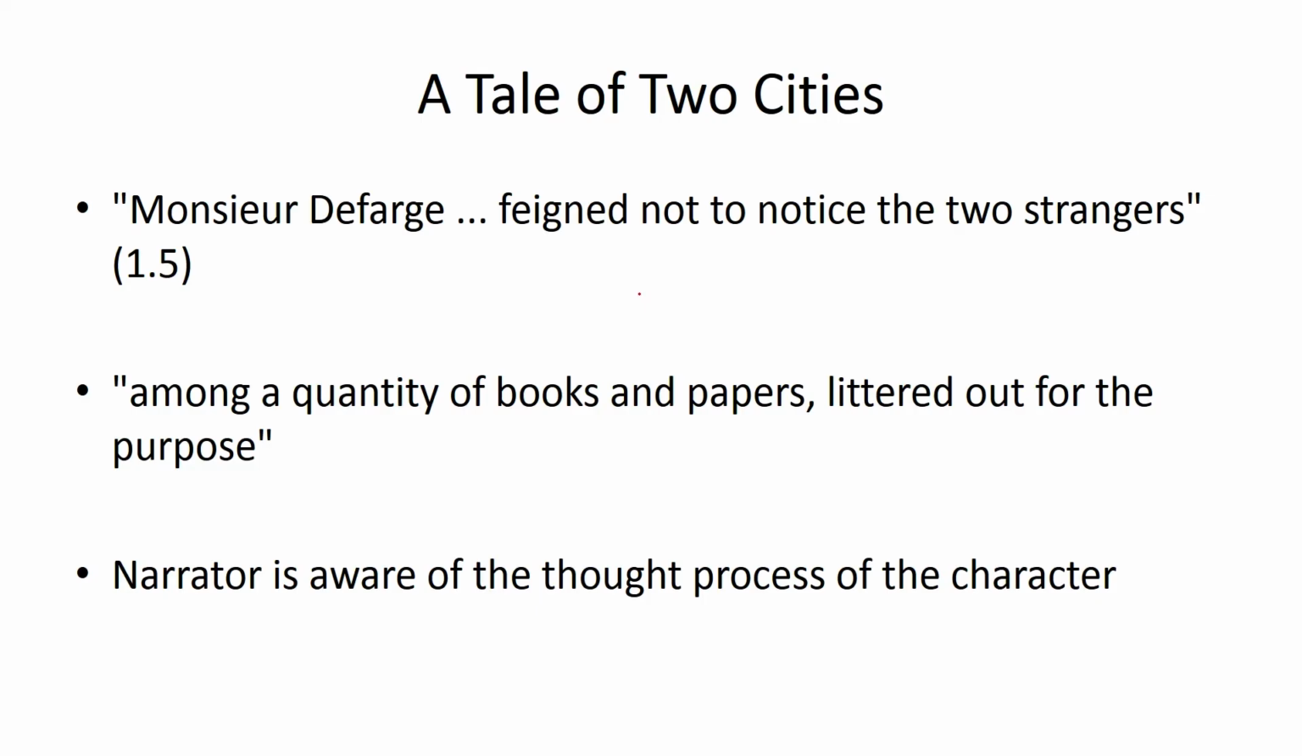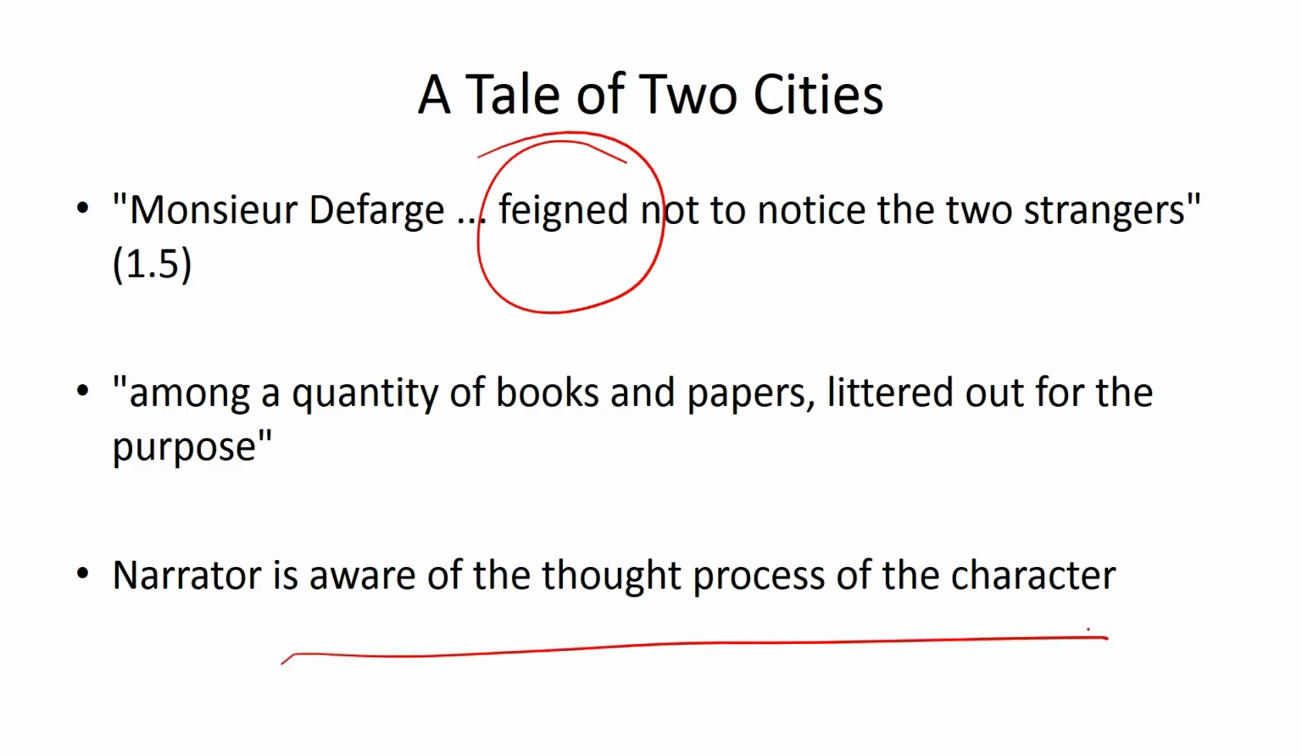For instance, "Monsieur Defarge feigned not to notice the true strangers." Feigned. Defarge pretends not to notice, which means the narrator knows that Defarge is pretending, so he is inside the mind of Defarge. And then there's another reference about "a quantity of books and papers littered out for the purpose," and this is Stryver littering out his table with papers so that Lorry will come in and think that he's busy with business and not worried about Lucie's decision. So all this pretense is seen through by the narrator here, which is very important. The thought process of the characters is known by this omniscient narrator.